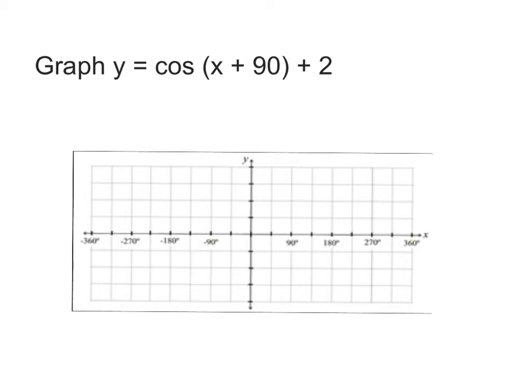Alright, first thing you've got to do is identify the transformations, okay? So, it's left 90, and up 2. Okay, left 90, up 2. Let's start with this, okay?